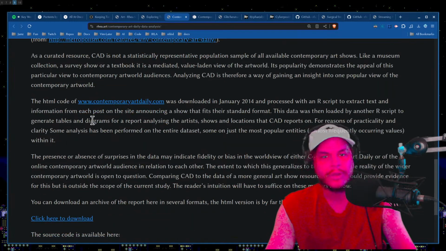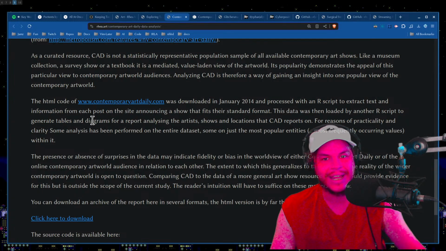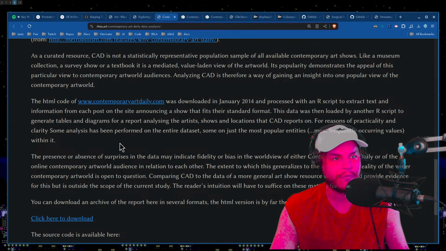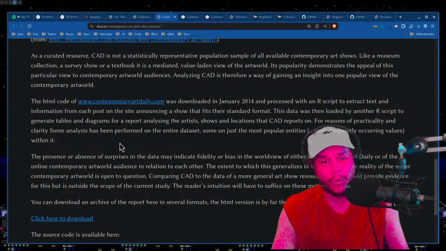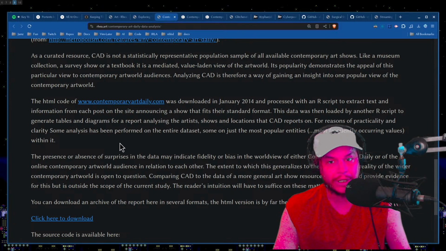Yes. So the HTML code of Contemporary Art Daily was downloaded in 2014 and processed with an R script to extract text and information from each post announcing a show that fits their standard format. This data was then loaded by another R script to generate tables and diagrams for a report analyzing the artists, shows, and locations that CAD reports on. For reasons of practicality and clarity, some analyses have been performed on the entire dataset, some on just the most popular entities, the most frequently occurring values within.